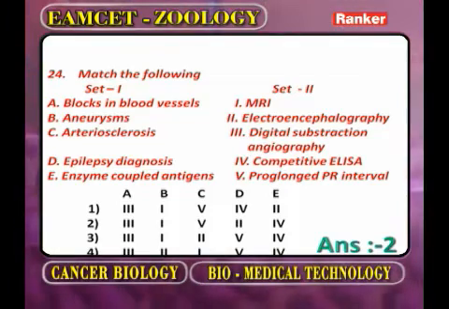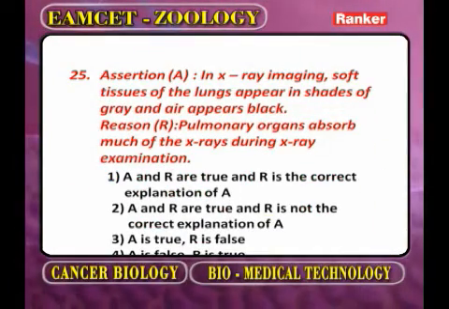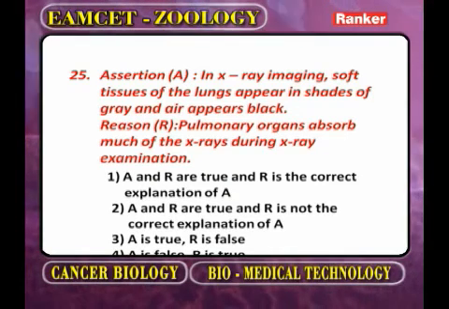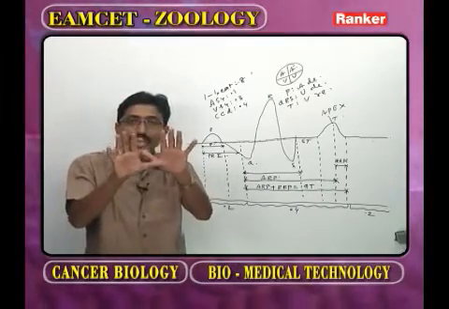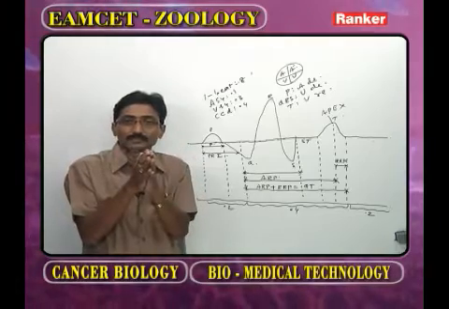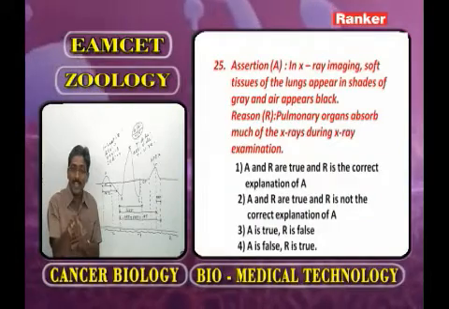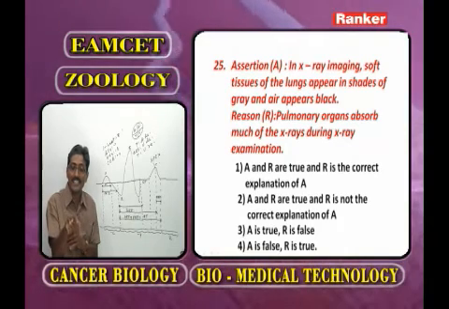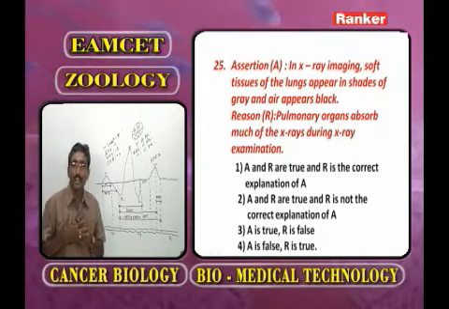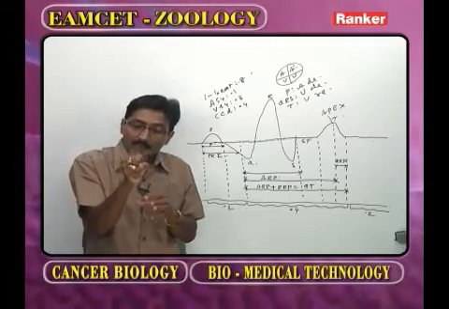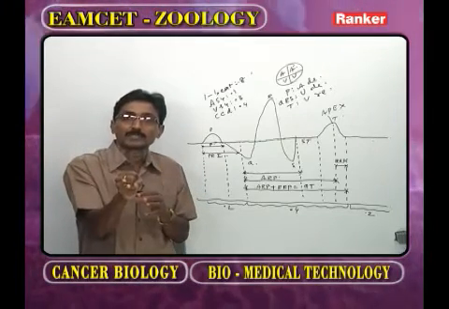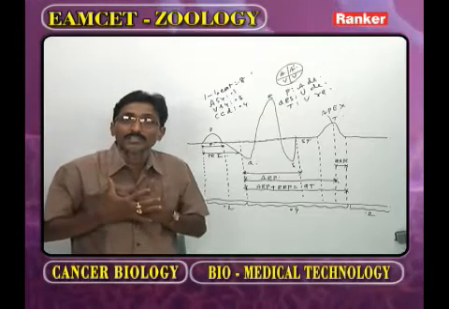Now the next question. In X-ray imaging, soft tissues of lungs appear in shades of grey and air appears black. As we observe the X-ray film of a patient, we have to observe the grey color and the black color. Now the reason: pulmonary organs absorb much of the X-ray during the examination. No. In our body, bones etc. are dense parts. They absorb more and more X-ray radiation. But what about the soft organs? One example is the lungs.